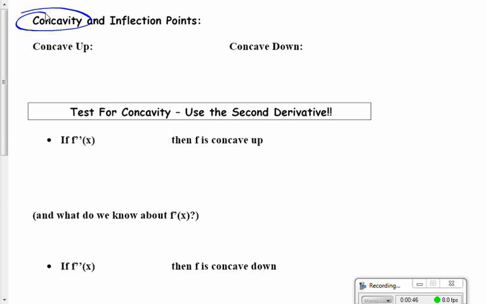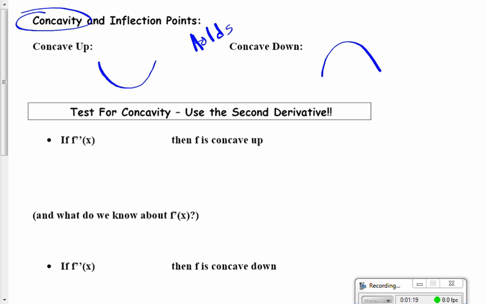A graph that is concave up looks like that. You probably remember concave and convex from geometry. This is a little bit different. Concave up would look like a bowl. Concave down would be like a hill. So portions of graphs, and it's easily connectable to polynomial graphs, because if you look at a basic polynomial, you can see portions of the graph that would be concave up and portions of the graph that would be concave down.